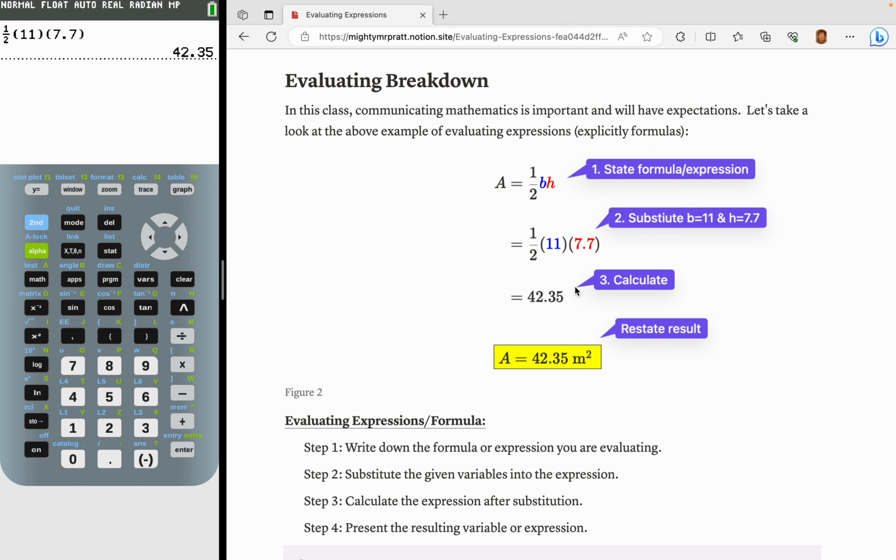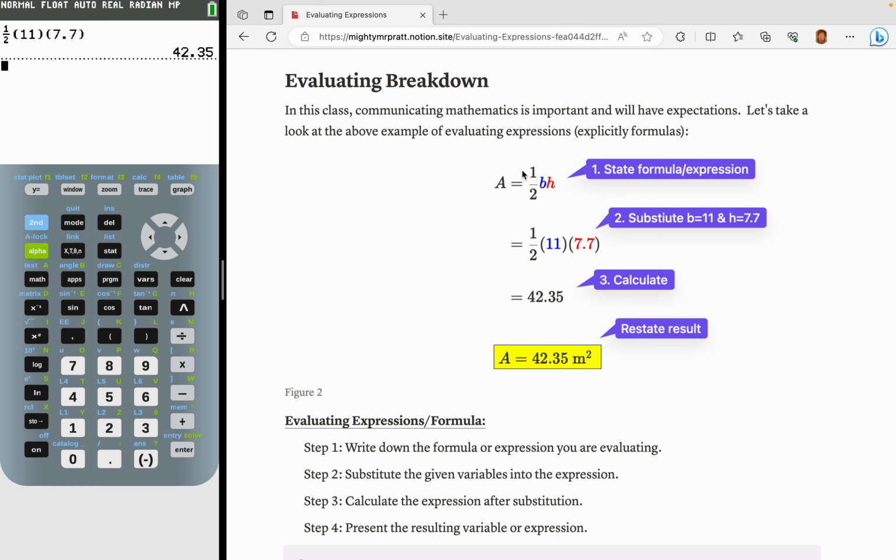Then after that, I'm just calculating. Sometimes that's by hand, sometimes that's using the calculator. Then what you do is you restate the result. So you can see that the area, A, I didn't rewrite it here because it's redundant. And I want you to build that ability that if one side of the equation or one of the expressions doesn't change, in this case, the variable doesn't change, I'm not going to rewrite it.